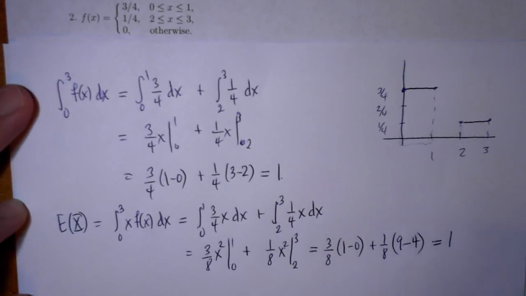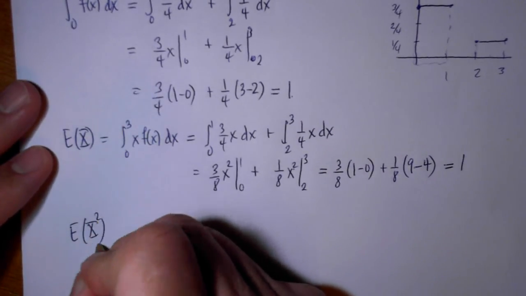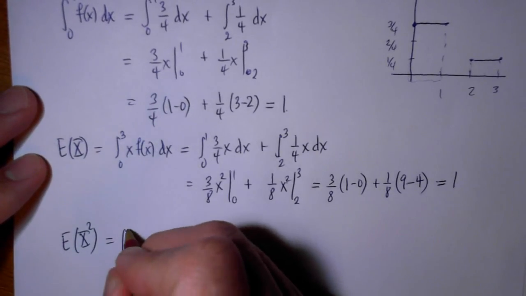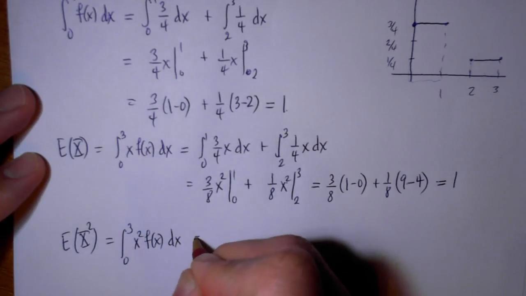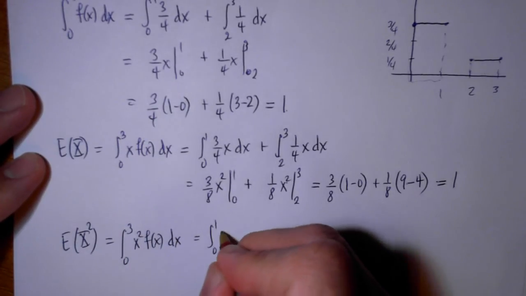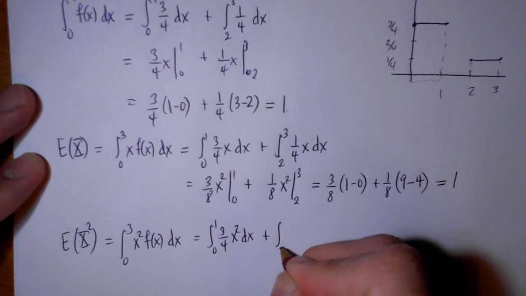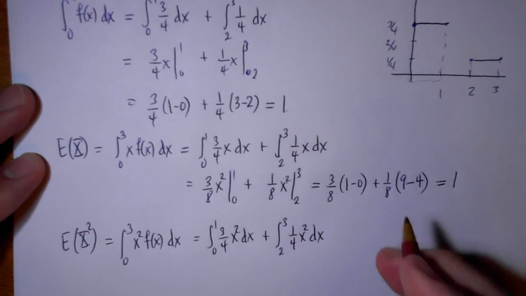Okay, next, to find the variance, the first thing we do is find the expected value of x squared. So that's the integral from 0 to 3 of x squared f of x dx. So that's the integral from 0 to 1 of 3/4 x squared dx, plus the integral from 2 to 3 of 1/4 x squared dx.